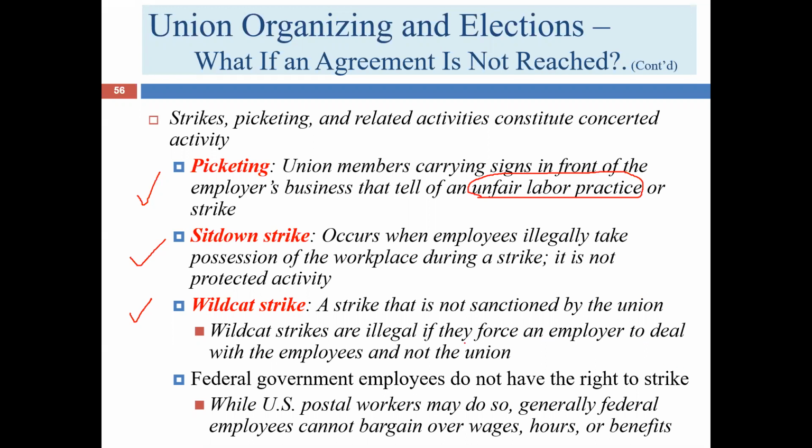Wildcat strikes are illegal if they force an employer to deal with the employees instead of the union. And federal government employees do not have the right to strike. Y'all are too young to remember this, but back when President Reagan was president in the 1980s, the air traffic controllers, who are federal employees, they're the people in the airports who monitor the comings and goings of airplanes. Anyway, they struck and they stopped working, and the president fired them all. So that is a lawful action, may or may not be a smart action, but it is a lawful action.